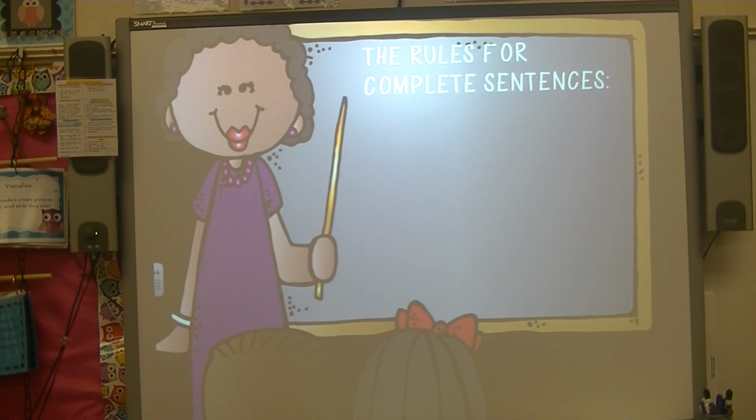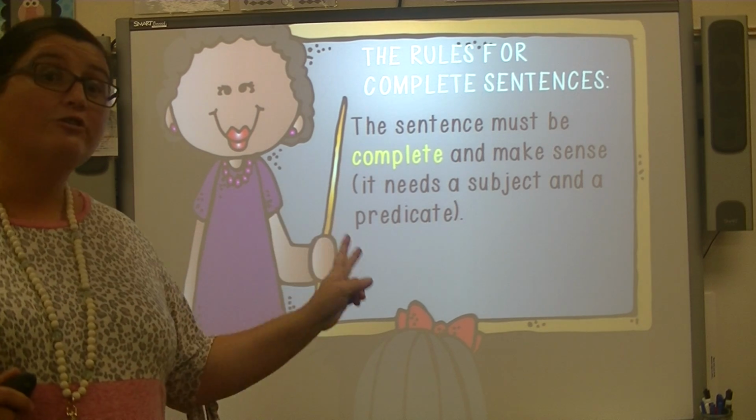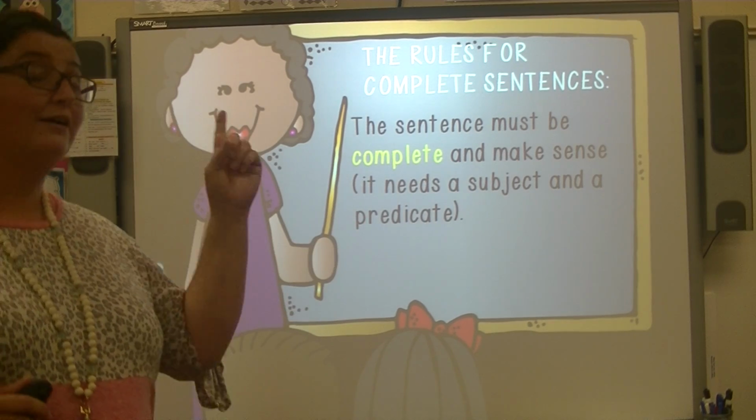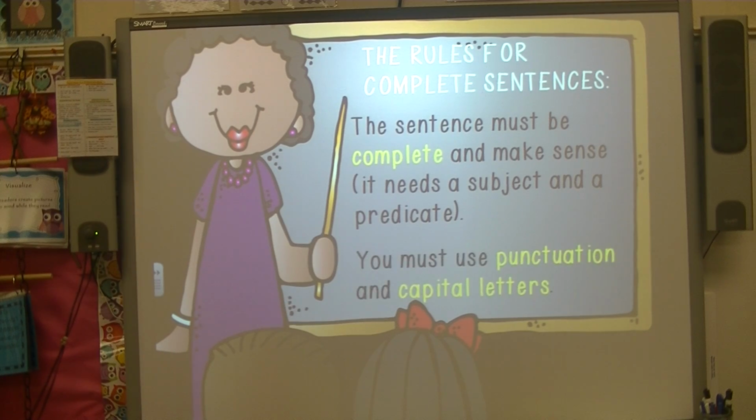Right. The rules for complete sentences. The sentence must be complete and make sense. You need a subject, a who part, and a predicate, which is a do part. So you need a who and a do. What do we need? A who and a do. Subject and a predicate. All right, you also have to have punctuation, which is your end mark, and those capital letters.